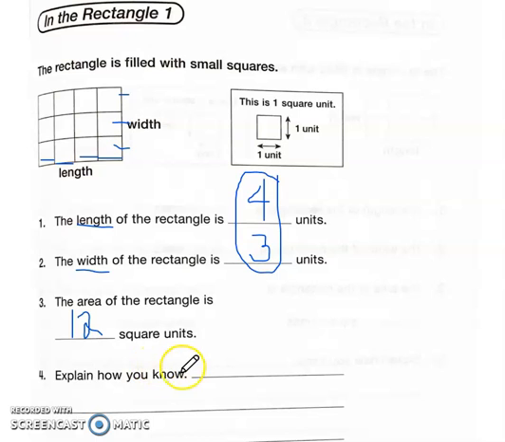For the bottom part where it says explain how you know, that'll be up to you. How did you solve it? Did you multiply? Did you count? Did you do 4 times 3? Did you count by 4s? 4, 8, 12. Did you count by 3s? 3, 6, 9, 12. Or did you count each square that's in there? However you decided to solve it, it's up to you. I want you to write words to tell me how you figured that out. Okay? And that is how In the Rectangle is going to work. So take your time. Do a good job.